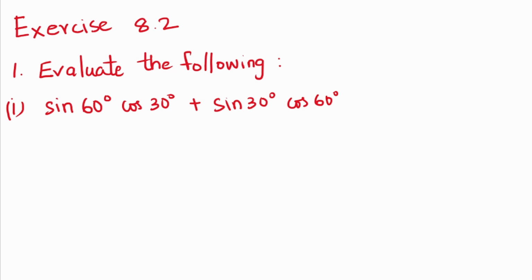First question is to evaluate sine 60 into cos 60 plus sine 30 into cos 60. The value of sine 60 is root 3 by 2 and cos 60 is also root 3 by 2, plus sine 30 is 1 by 2 and cos 60 is also 1 by 2.